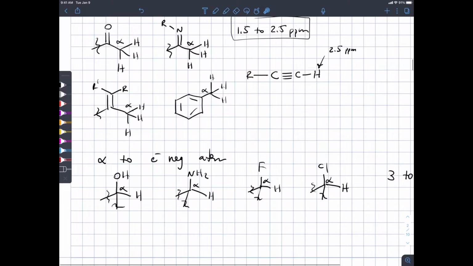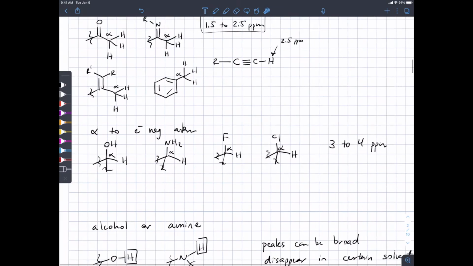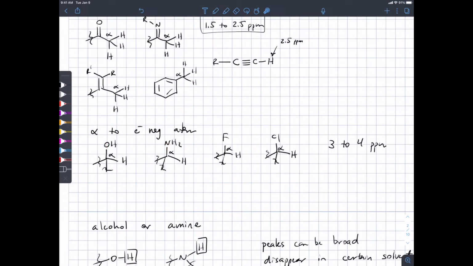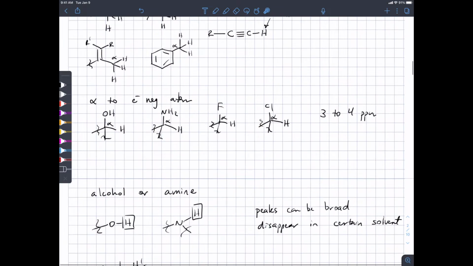As I said before, if you're alpha to an electronegative atom, such as oxygen, nitrogen, fluorine, chlorine, bromine, and so on, you tend to be in the 3 to 4 ppm region. Now, there's a tricky area here: protons that are on electronegative heteroatoms. Their chemical shift can basically be anywhere. And the reason for that has to do with hydrogen bonding.